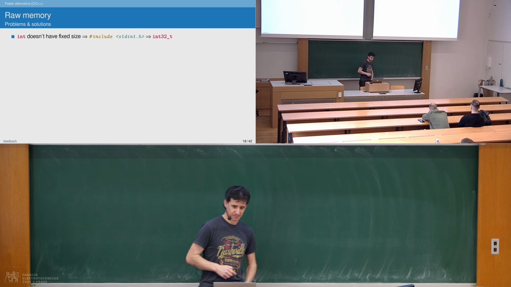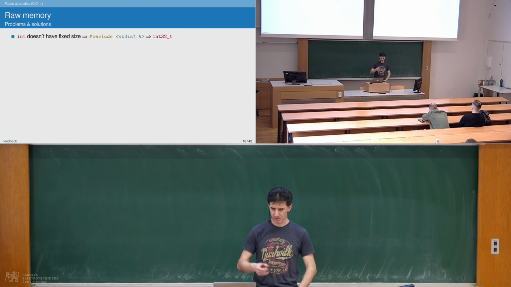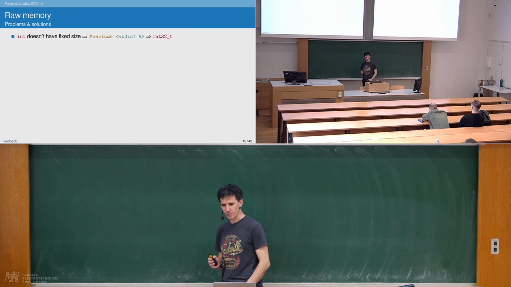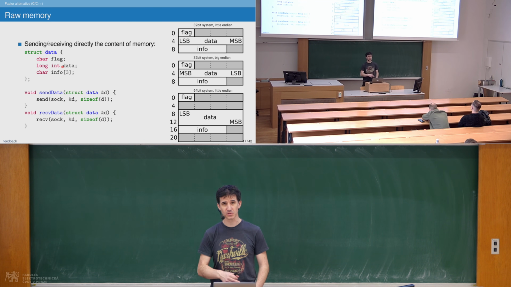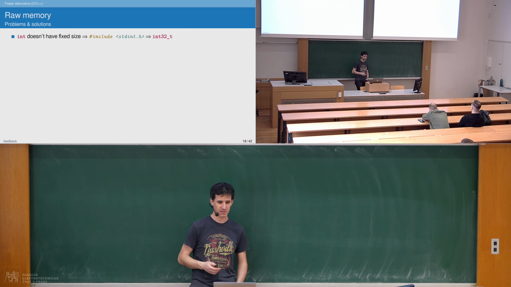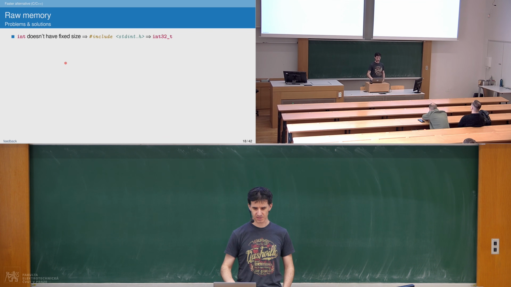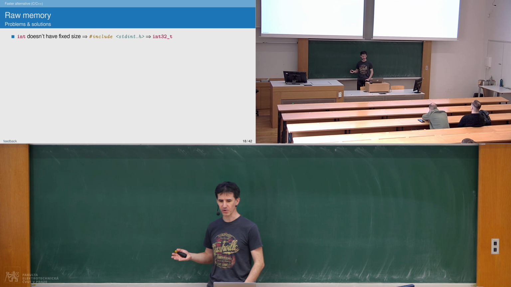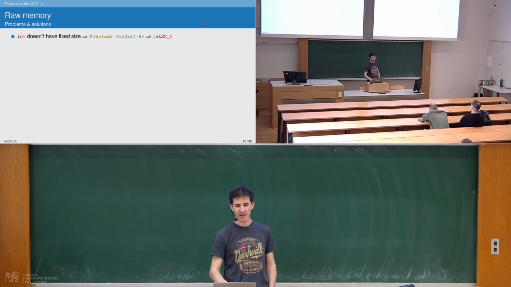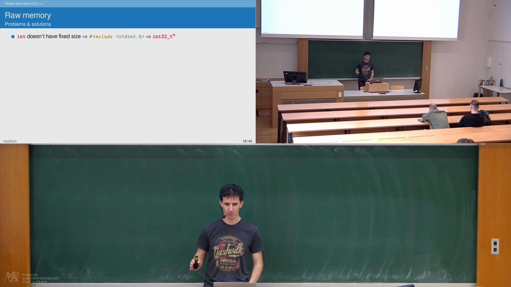Now let's look at the solution. One of the problems was that the size of this long int data was not the same on a 32-bit or 64-bit system. The solution is don't use plain C types like int or long int, use explicitly sized types. So in C you can use int32_t, and this is always 32 bits.